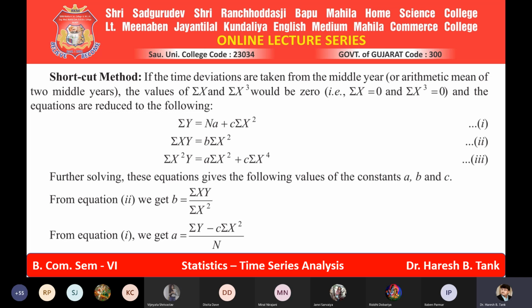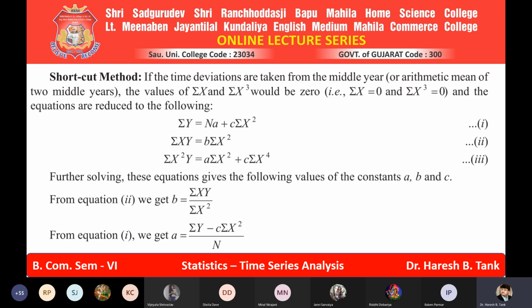these three equations now. Summation of y is n times a plus c times summation of x squared, summation of xy is b times summation of x squared, summation of x square y is a times summation of x squared plus c times summation of x raised to 4. Now, by further solving these three equations, you will be able to get constant values a, b, and c.